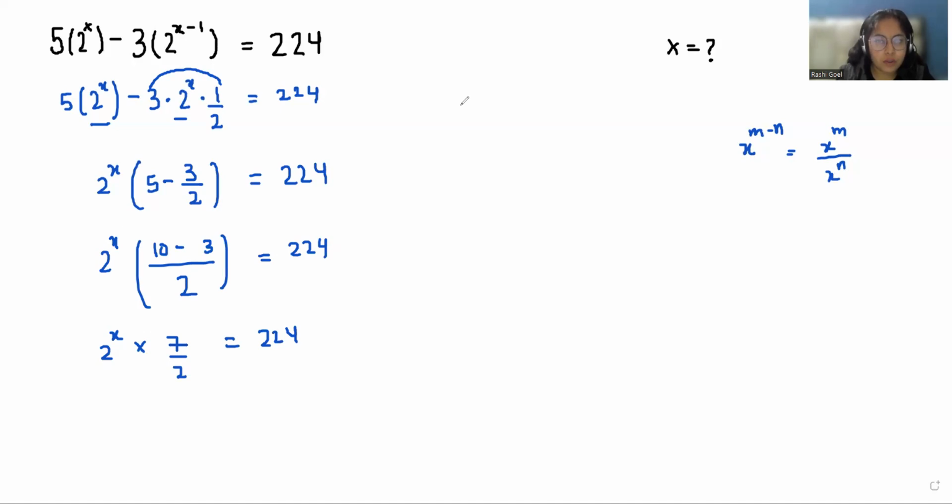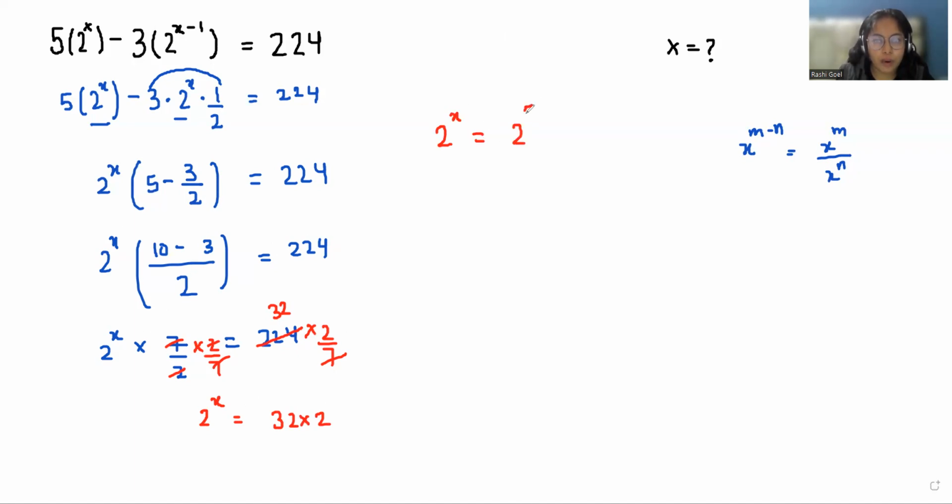Now I'm going to multiply by 2 by 7 on both sides. So we can eliminate this. So the value of 2 power x is equal to, we can eliminate 7 with 224, we get 7 times 3 is 21 and 7 times 2 is 14, so 32 times 2. So 2 power x is equal to 32.